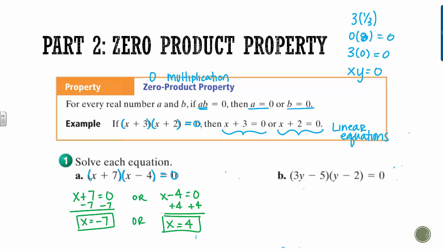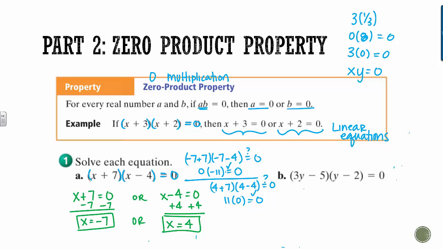And we can check these answers and prove why this works. If you plug in negative 7, you get negative 7 plus 7 times negative 7 minus 4. Negative 7 plus 7 is 0. Negative 7 minus 4 is negative 11, but because you're multiplying by 0, you get 0. Or the other option is we could plug in 4. So 4 plus 7 times 4 minus 4. And you end up with 11 times 0, which again is 0. So those are the 2 options to make that equal 0.